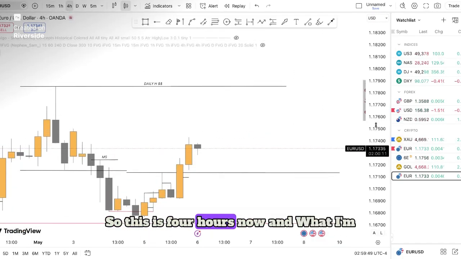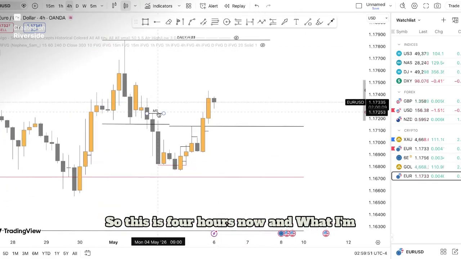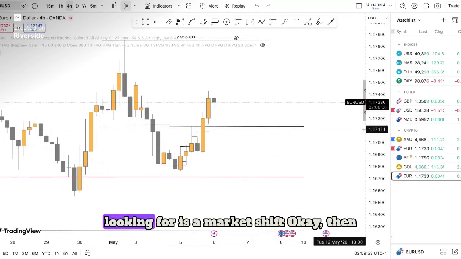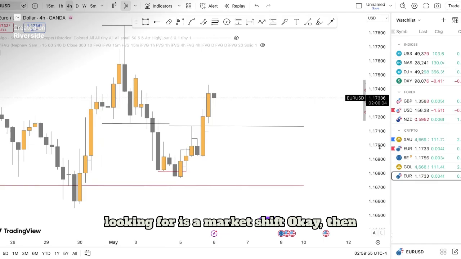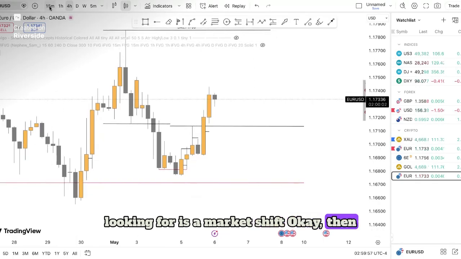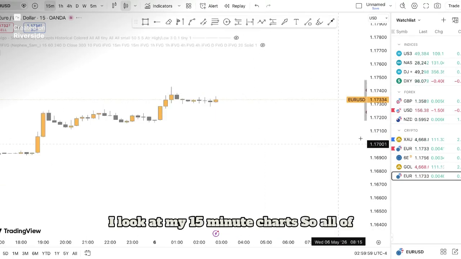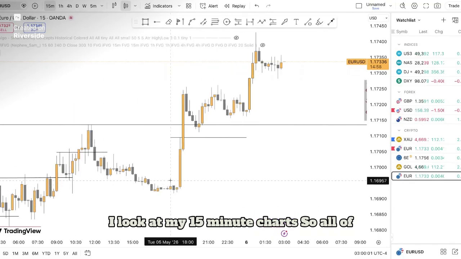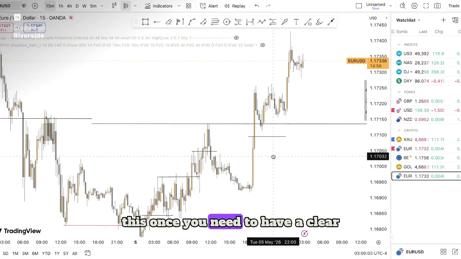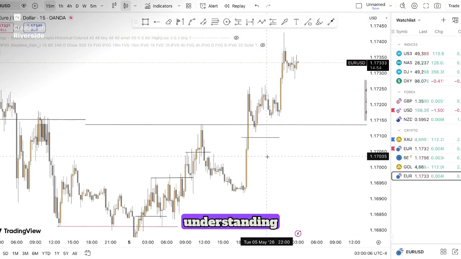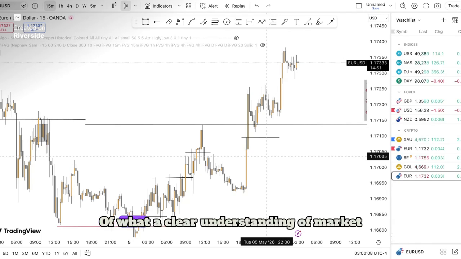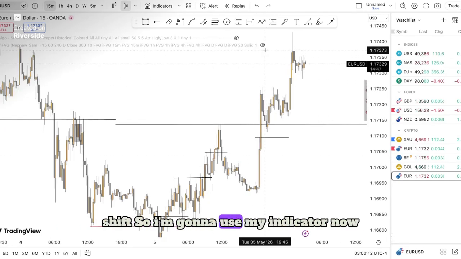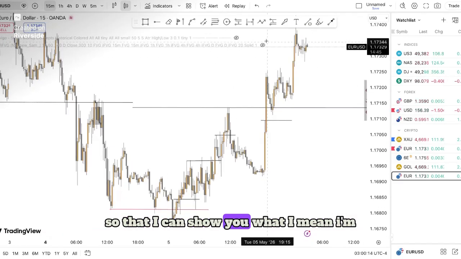Okay, then I go to the 4 hours. So this is 4 hours now. And what I'm looking for is a market shift. Okay, then I go to my 15 minutes. I look at my 15-minute charts. So for all of these, you need to have a clear understanding of market shift. So I'm going to use my indicator now so that I can show you what I mean.